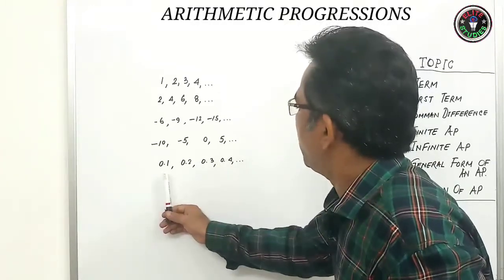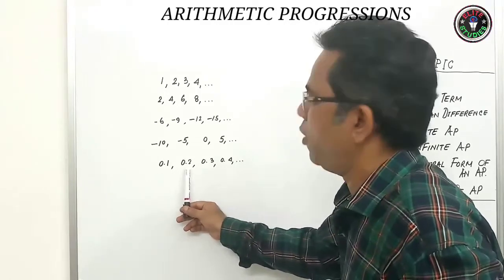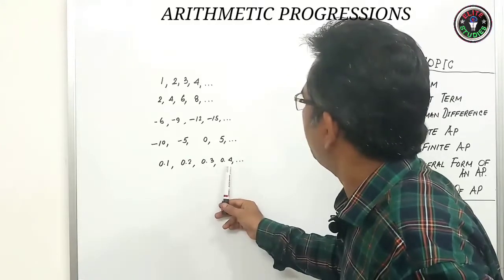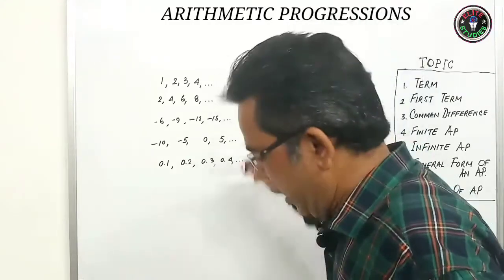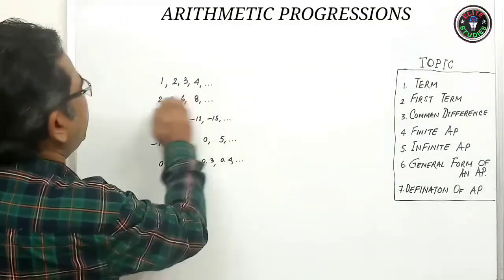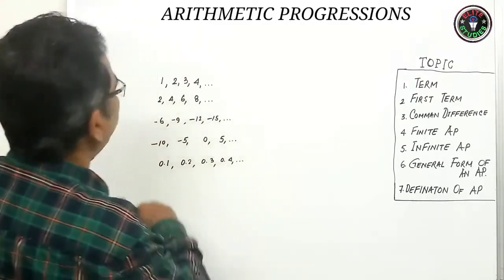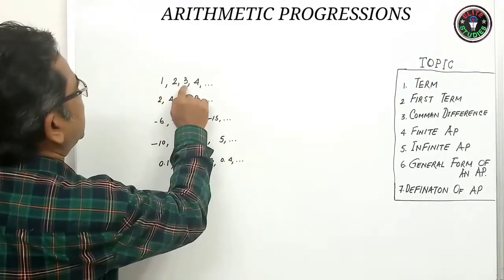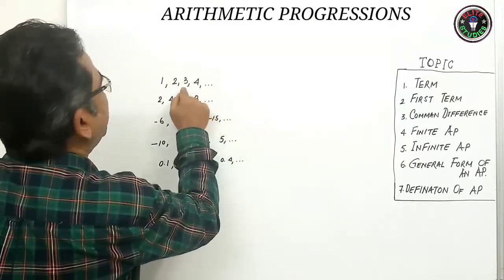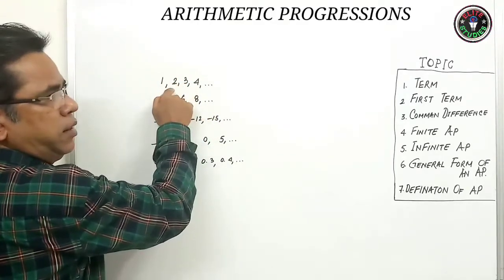Here, 0.1, 0.2, 0.3, 0.4. If you add 0.1, you will get 0.2. If you add 0.1 here, you will get 0.3. If you add 0.1 here, you will get 0.4. So, these things what I have written here are lists of numbers. Each and every term in this list can be obtained by adding a fixed number to the preceding term.